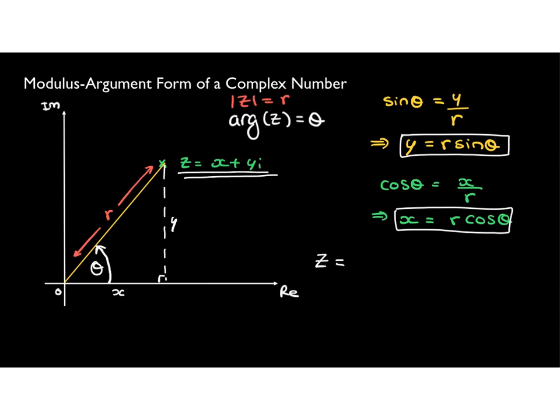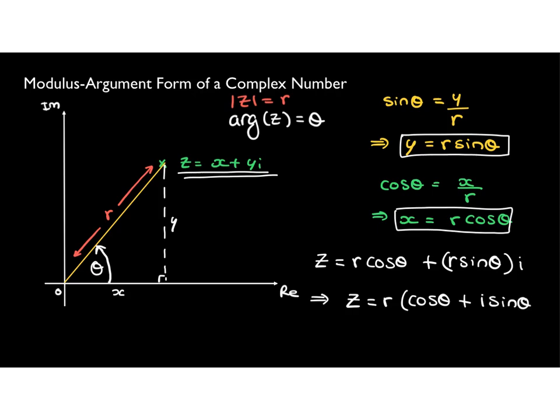Well, we can substitute them back into here. So z, instead of x plus yi, we can write it as r cos theta plus r sine theta multiplied by i, and I'll put that bracket in for clarity. Now, quite often we factorise this, and for simplicity, write it as r bracket cos theta plus i sine theta, bringing the i before the sine theta to avoid any confusion. And this is known as the modulus argument form of a complex number.